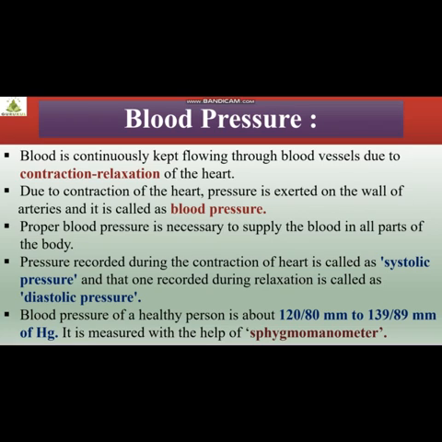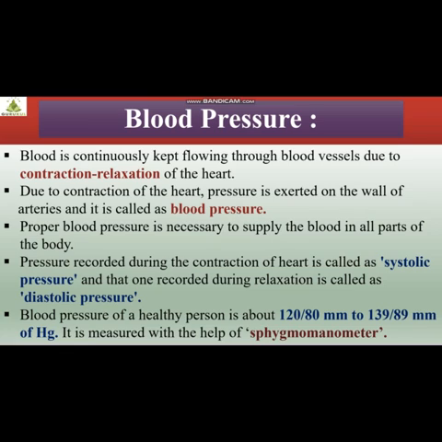So pressure recorded during the contraction of the heart is called systolic pressure, and that recorded during relaxation is called diastolic pressure. So pressure, when it is recorded during contraction of the heart, is called systolic pressure. Remember this. And the one recorded during relaxation is called diastolic pressure.